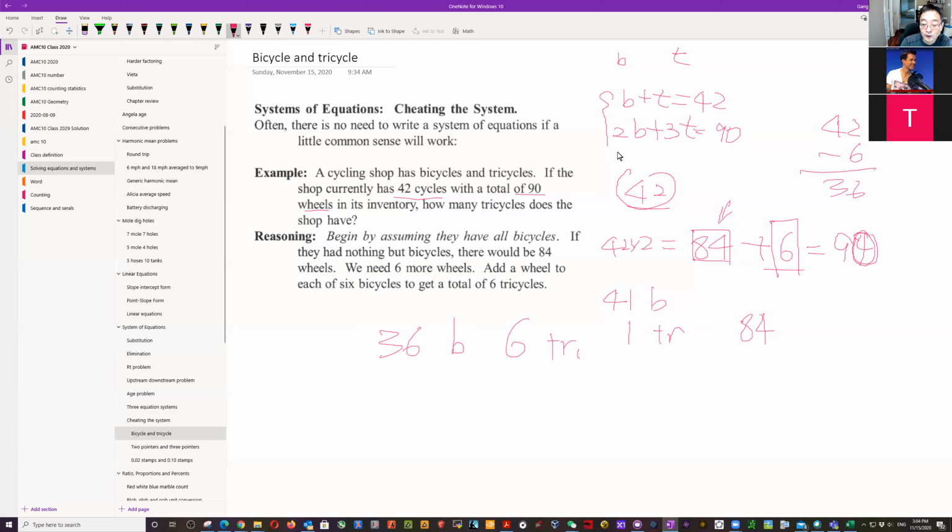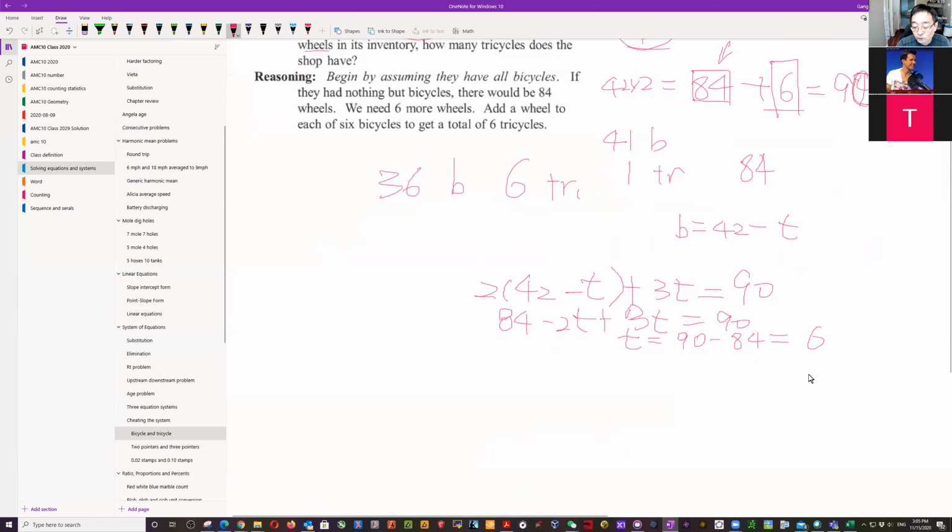Let's see how much hard work I have to do otherwise. For example, if I'm doing the substitution, I will say that B equals 42 minus T, and then 2 times (42 minus T) plus 3T equals 90. And then that's 84 minus 2T plus 3T equals 90, and T equals 90 minus 84 equals 6. We are going to get the same result.